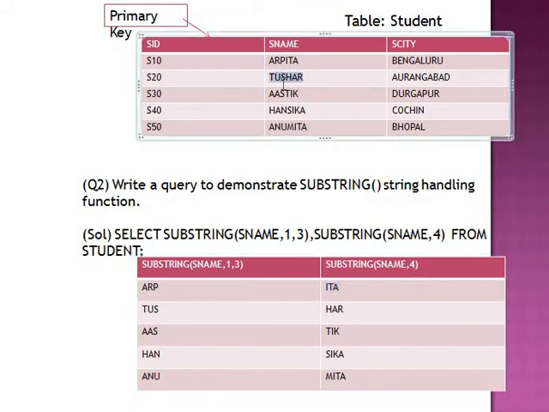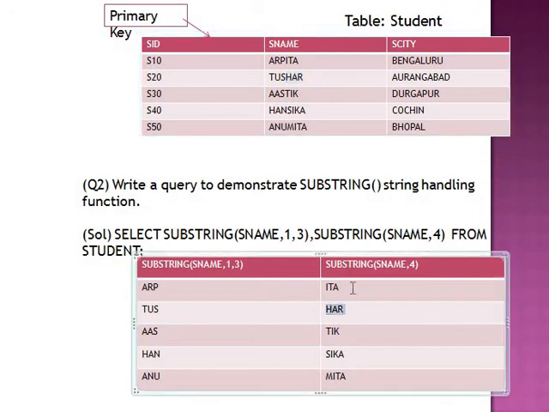Now look at the second entry called Tushar, which is the letter at the position 4. If you see, the letter at the position 4 is H. Now if I have to extract all the characters till the end starting from the letter H, I have to extract A as well as R. This gives HAR as the part of the entry to be displayed under the output column substring sname, 4.